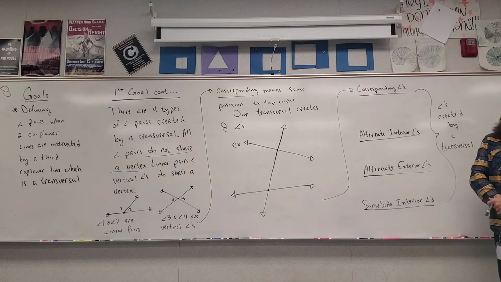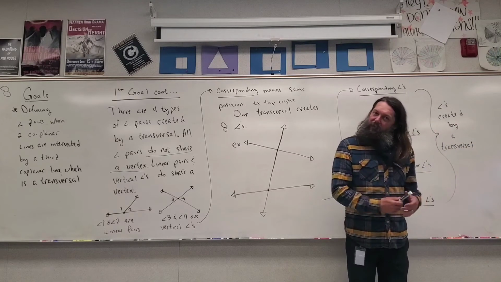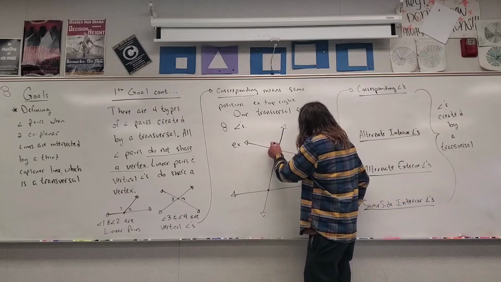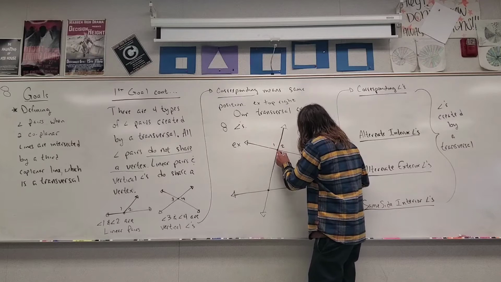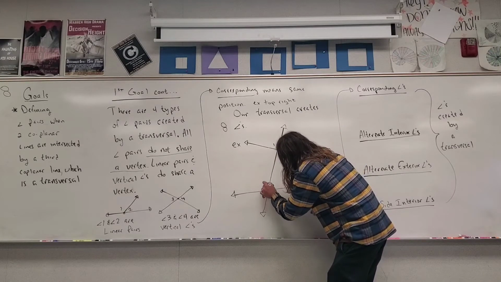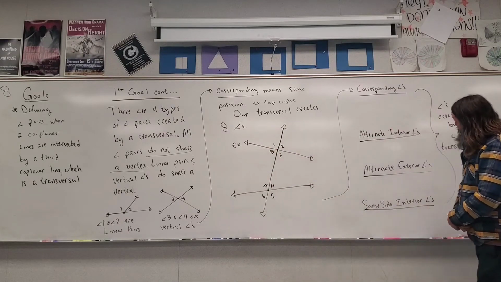All right. So our transversal creates 8 angles, and I'm going to name them 1 through 8. I'm going to randomly put them on there. You can put them in any order you want, but I'll write them as angle. We'll go clockwise. 1, 2, 3, 4, 5, 6, 7, and 8. They are 8 angles created by our transversal.